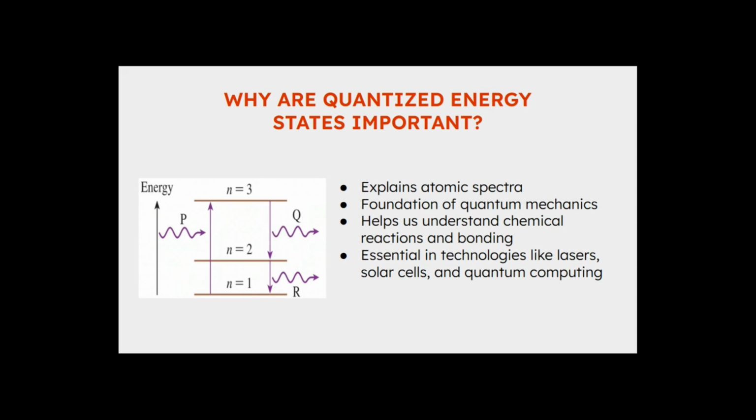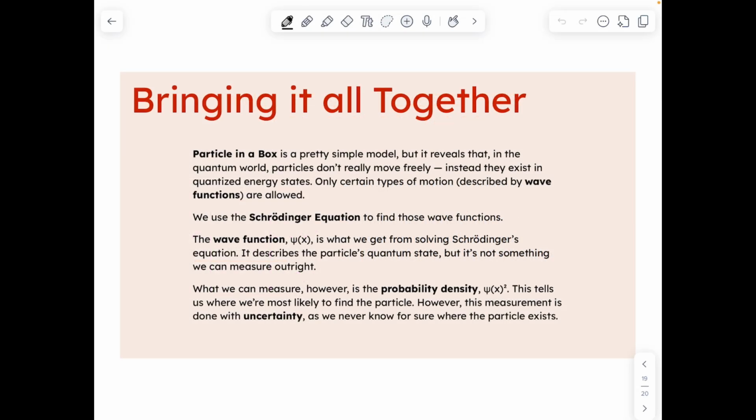and even quantum computers. All right, so now I just want to take a moment to bring everything together, so recap everything that we've learned throughout this lesson today. First and foremost, the particle in a box model is pretty simple overall, but it does reveal some really interesting information about the movement or tendencies of particles in space. So we use the Schrödinger equation to find wave functions. Wave functions are essentially what we get from solving this equation. They describe the particle's quantum state, but they're not something that we can measure outright. So it's not going to give us any information about the physical properties or location of a particle.